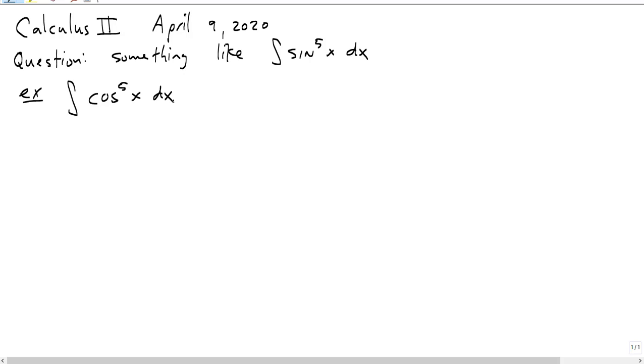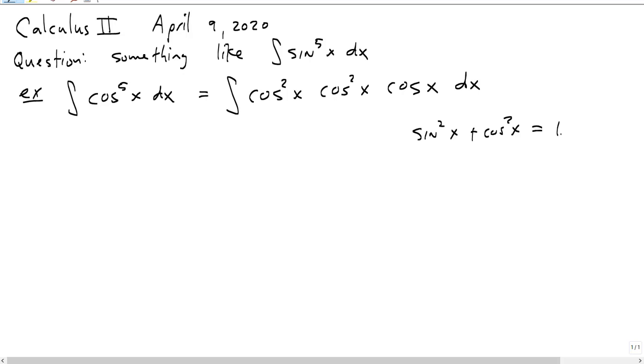Here's the trick. The trick is that the cosine is to an odd power. If it's to an even power, like that example at the end of the notes with sine to the fourth power, it's awful. To an odd power is delightful because we can call this cosine squared x times cosine squared x times 1 cosine x dx at the end. And we all know that sine squared of x plus cosine squared of x equals 1, no matter what the x is. That's really the Pythagorean theorem in trigonometric language.